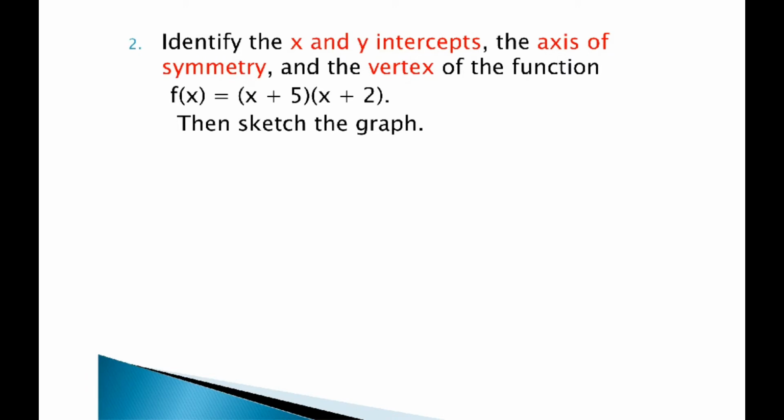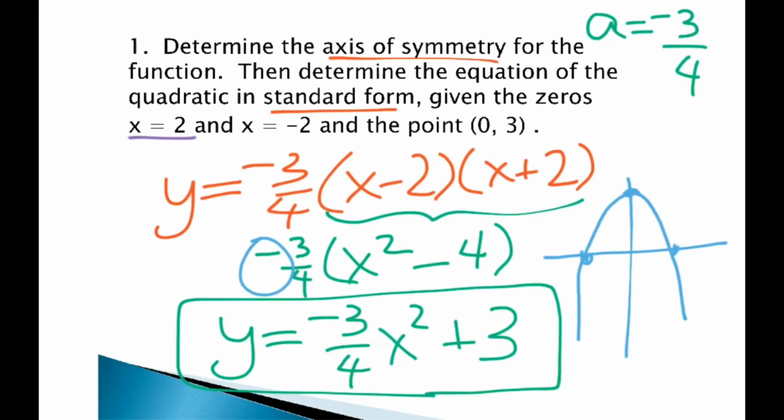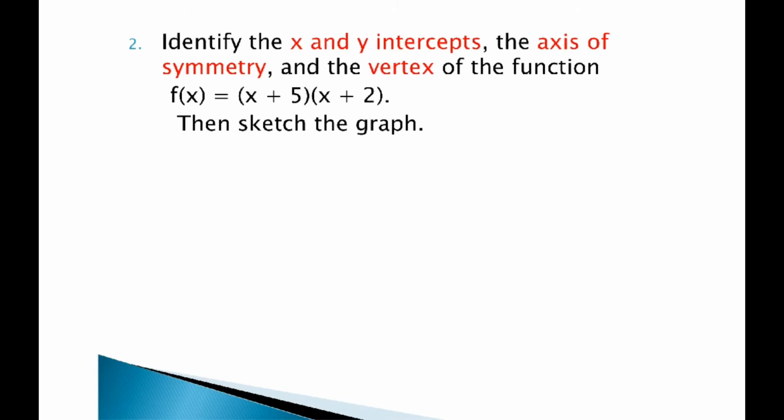Okay, let's go to number 2. In this problem, we're going to identify the x and y intercepts, the axis of symmetry, and the vertex of the function. And I'm just remembering that in the last question, we forgot to say what the axis of symmetry is. The axis of symmetry is going to be x equals 0, because that's where my axis of symmetry goes through that vertex. Okay, so anyway, back to this one. So the x and y intercepts, the axis of symmetry, and the vertex of the function.